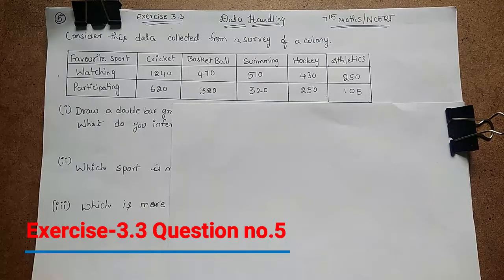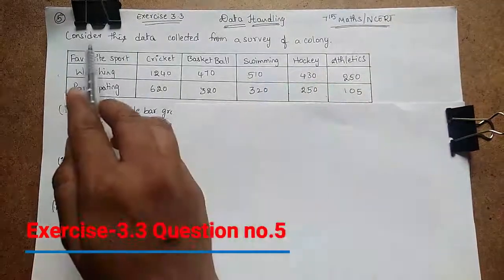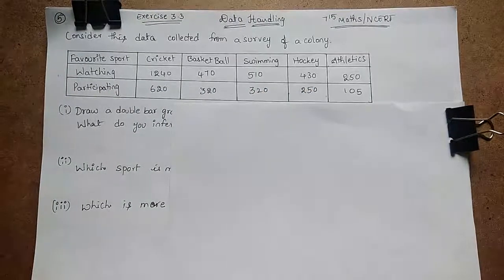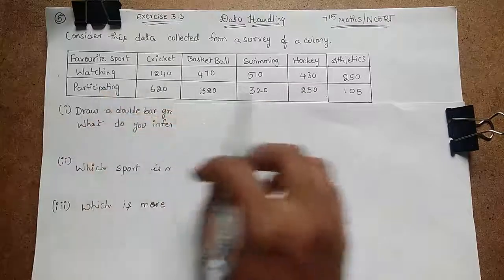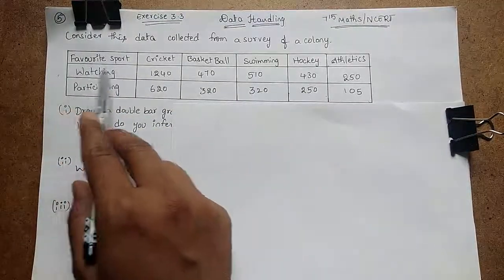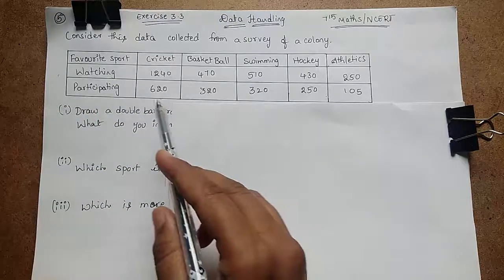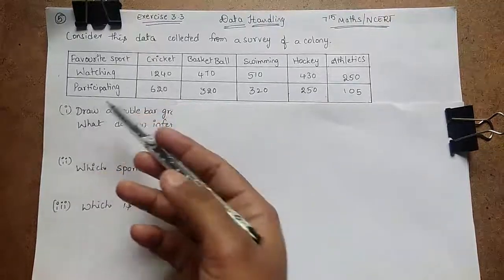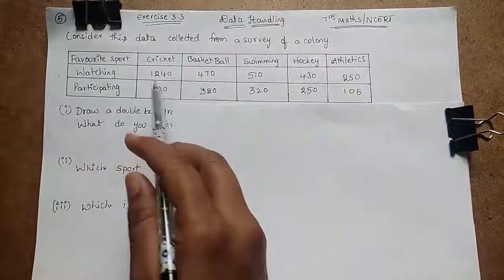Today I came with an exercise problem, exercise 3.3 from the data handling topic, 7th class NCERT. Consider this data collected from a survey of a colony. It was the collected data in a tabular form. The survey is about which favorite sport there is, and how many members are watching and participating. They were tabulated like this from the data.